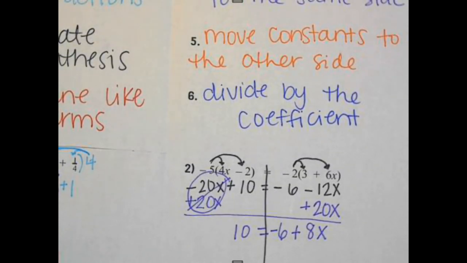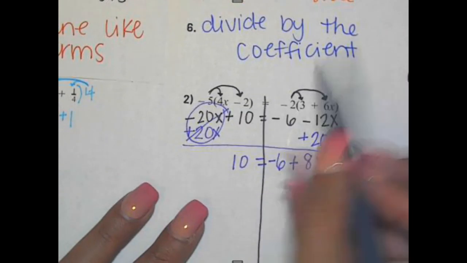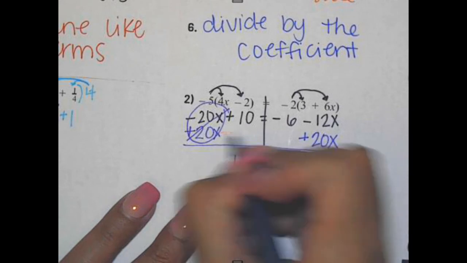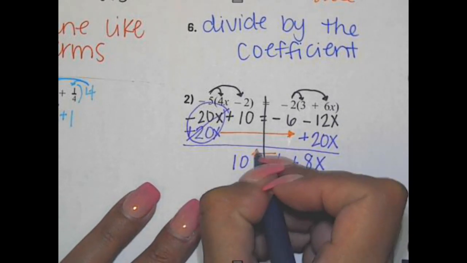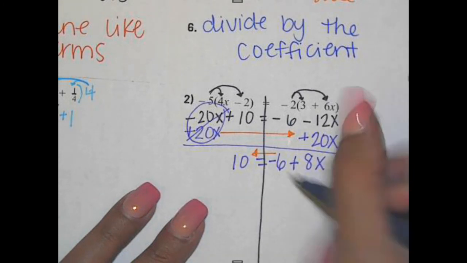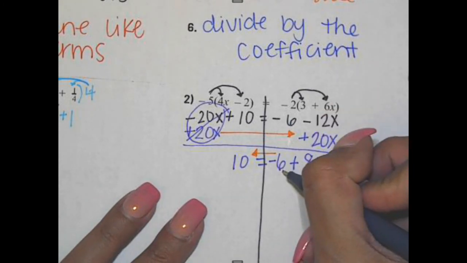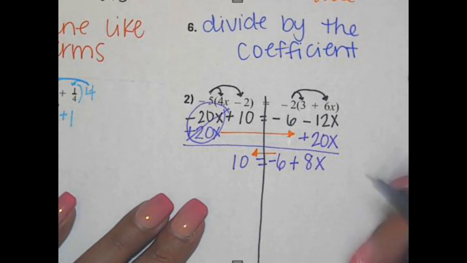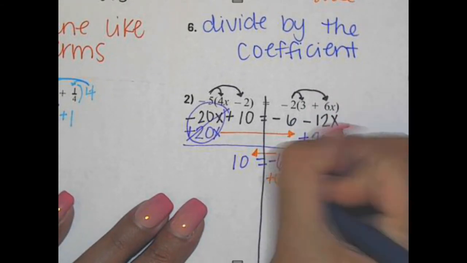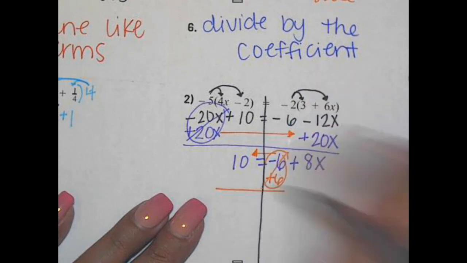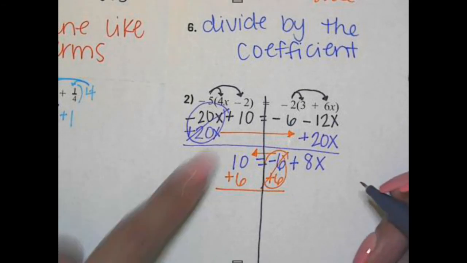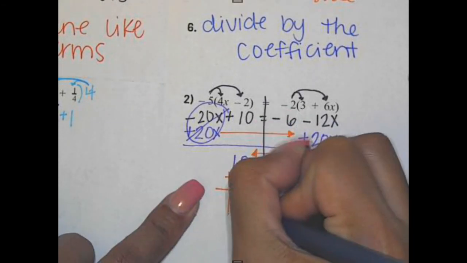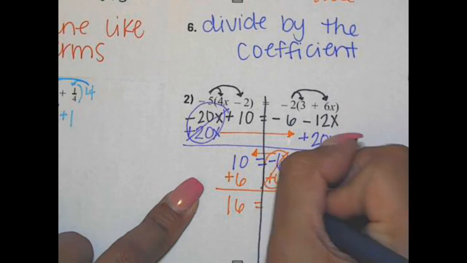And step number 5 is to move my constants to the other side. So again, my variables came over here to the right this time. So that means I'm going to move this negative 6 over here with the 10 this time. So I have a negative 6, and the inverse operation, or the opposite operation, would be to add 6 so that I can make that 0 pair. And I'm going to add 6 over here to the left. So 10 plus 6 is going to give me 16 equals, and I have this 8x.